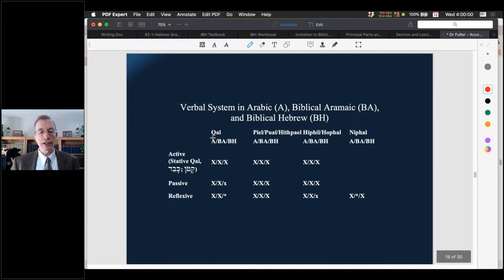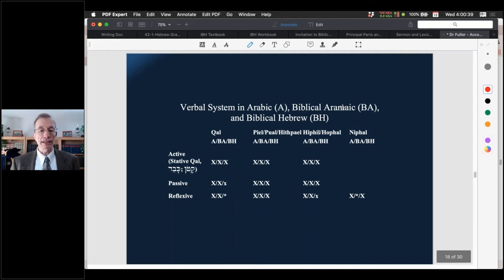The first letter here is for Arabic, okay? The A here is for Arabic. Arabic has everything, and that's one of the things that makes it so valuable. So the active Qal and also the stative Qal, they have that. They have the passive Qal. They have the reflexive Qal. They've got all your intensives, whether it's the active, passive, or reflexive. They've got the causative, whether it's active, passive, or reflexive. And they've got the Nifal as well, the seventh stem to them. They don't use that term seventh stem; that's more Western, but that's what it is.